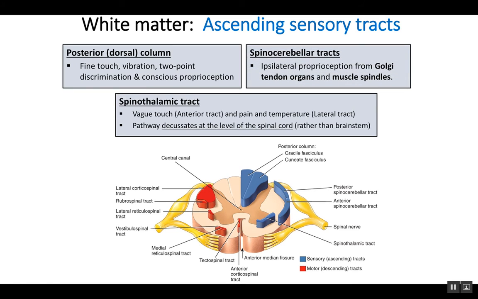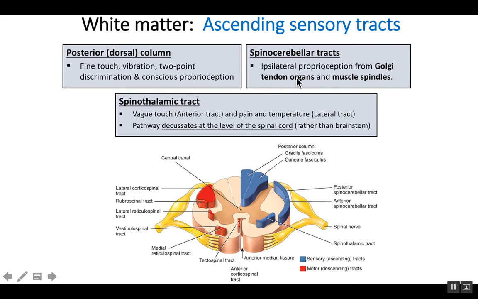The third one I like to talk about is the spinocerebellar tracts. This is going to a different part of the brain. It's going to the cerebellum. Cerebellum is extremely important for getting a lot of our proprioception. Again, proprioception is body positioning, but this is more of an unconscious proprioception. It gets information from what's called Golgi tendon organs.